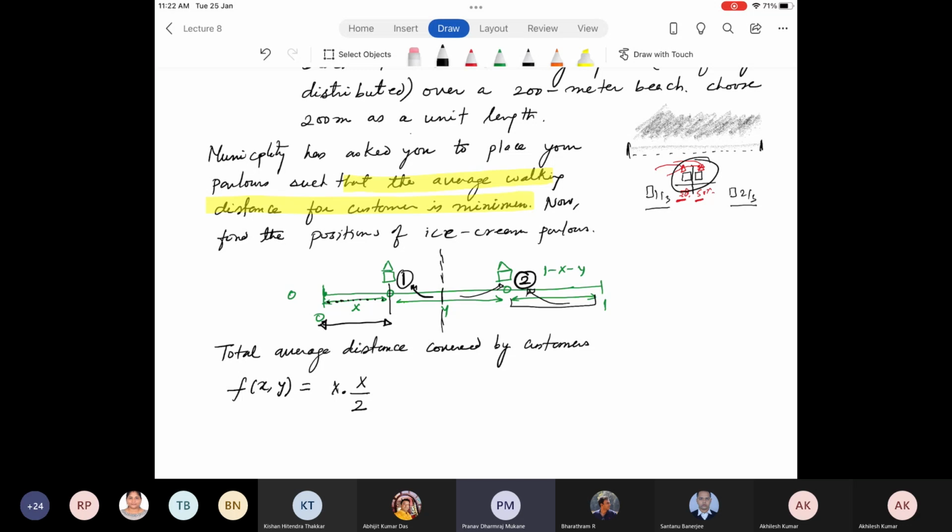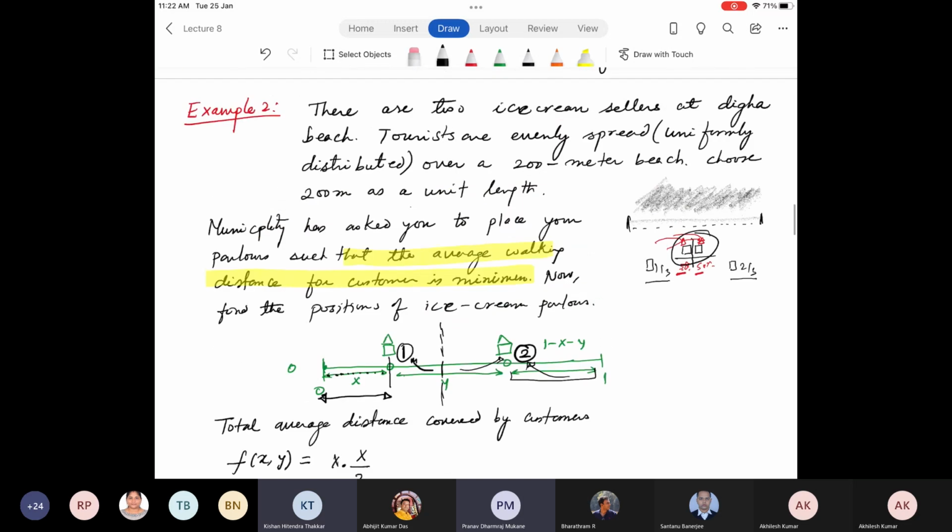Sir, number of persons, how could we take it as x? It should be some other variable, no? They are uniformly distributed, but here the assumption is that the people are uniformly distributed. So x plus y plus 1 minus x minus y will always be equal to 1. So you take it as a proportion. That's all we're doing.